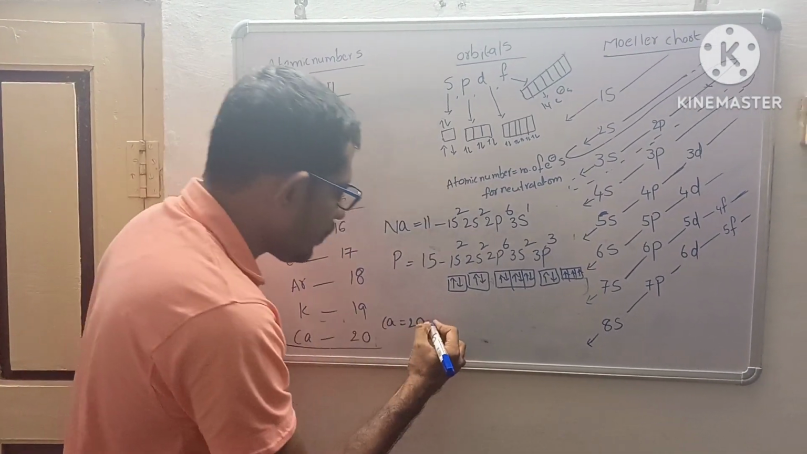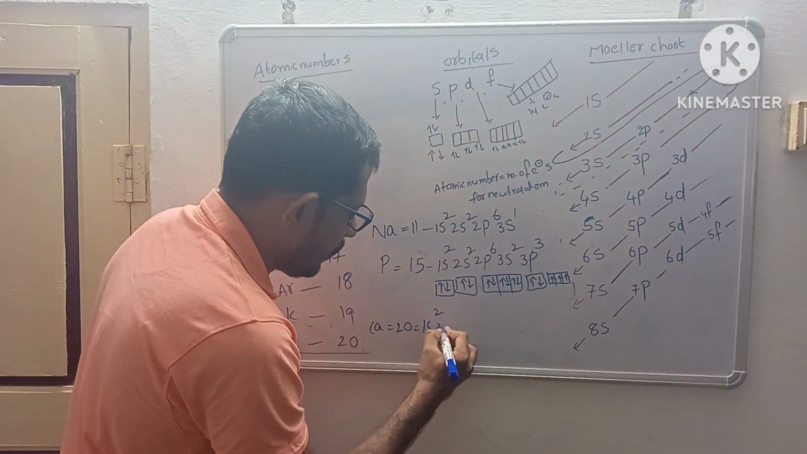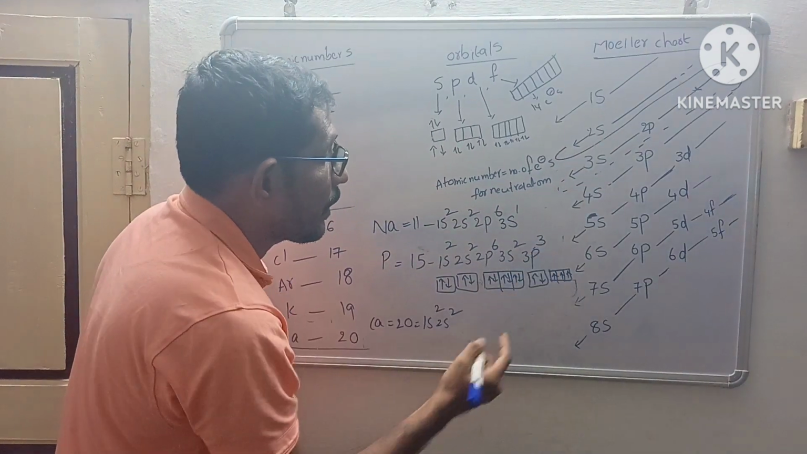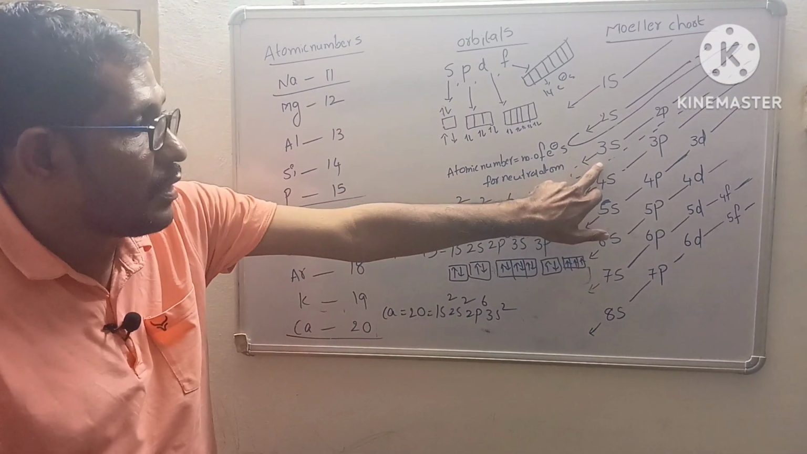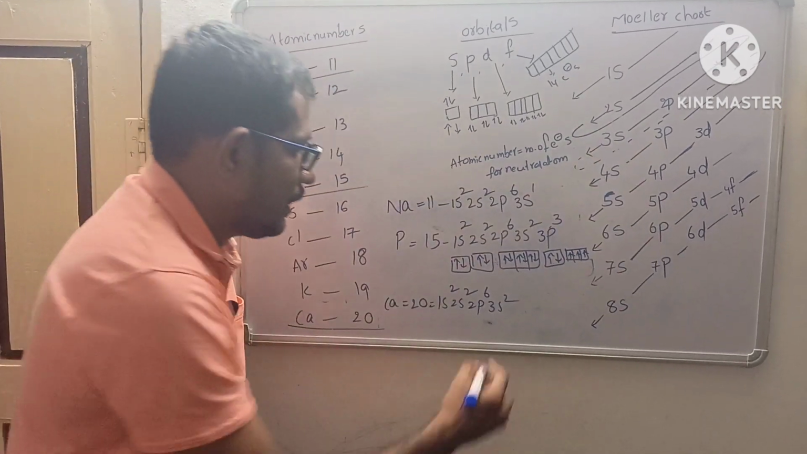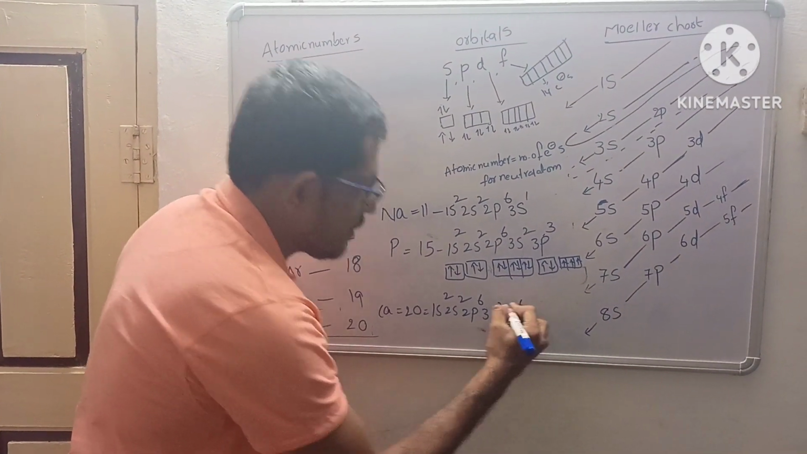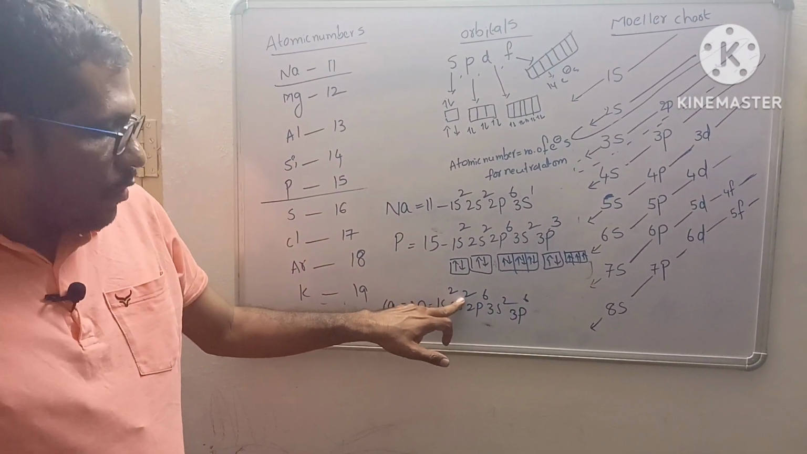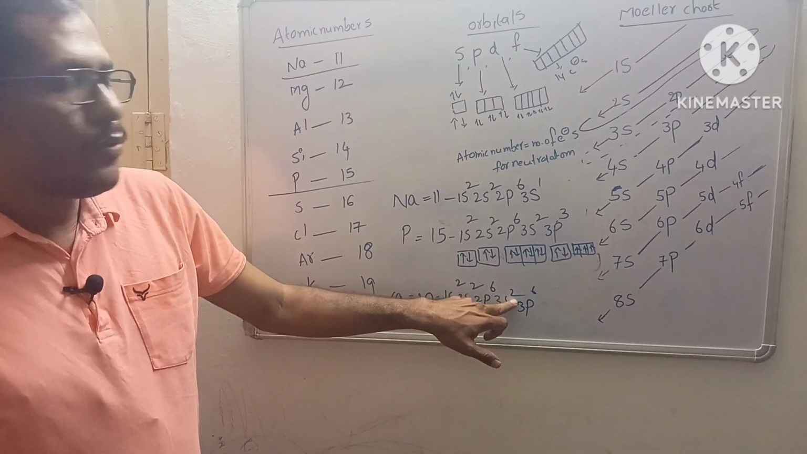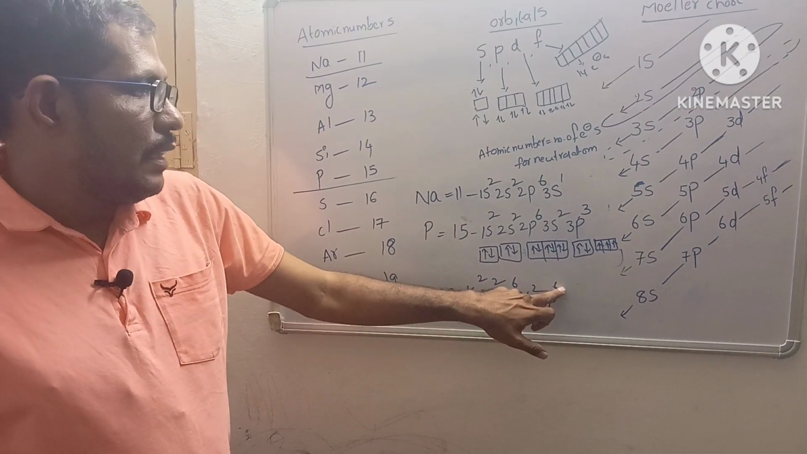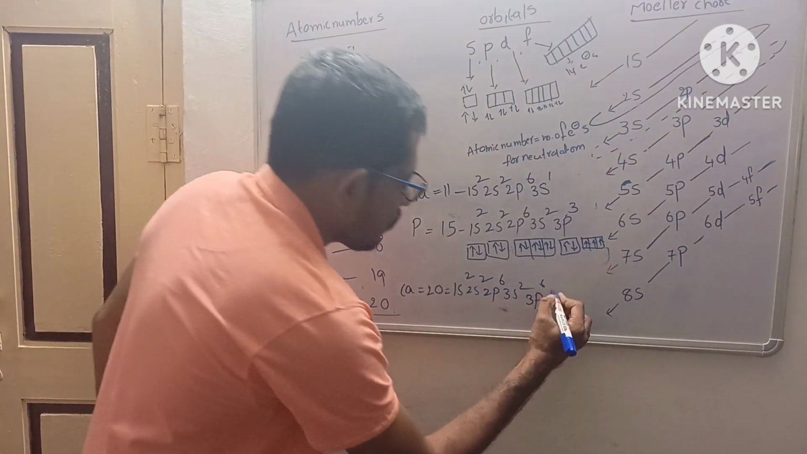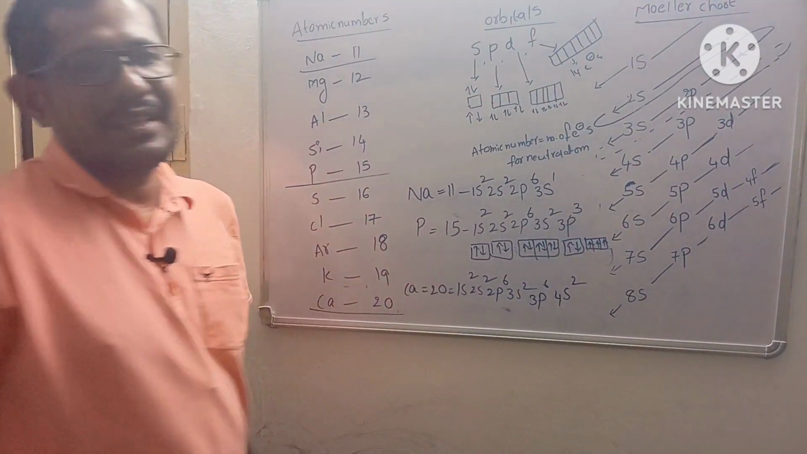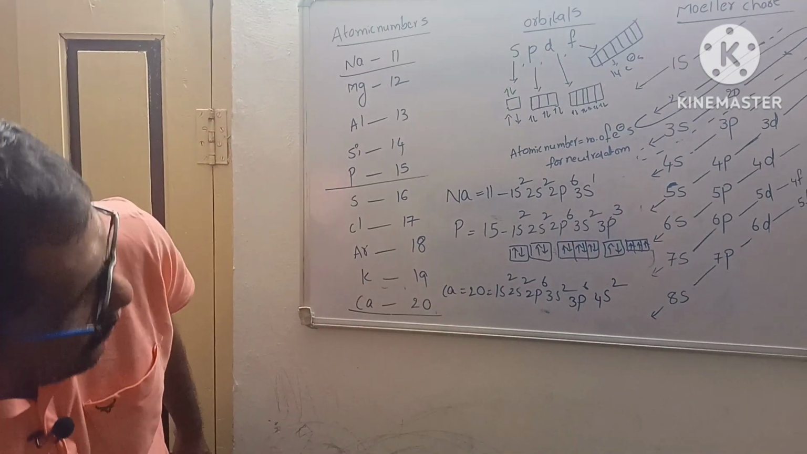So 1s2, 2s2, okay, 2p6, 3s2. After 3s what is coming? 3p, right? 3p6. Okay, I will count: 2 to 4, 4 to 6, 6 to 10, 10 to 12, 12 plus 6, 18. After 3p what is coming here? 4s. So 4s2. Okay. This is the electronic configuration for calcium.